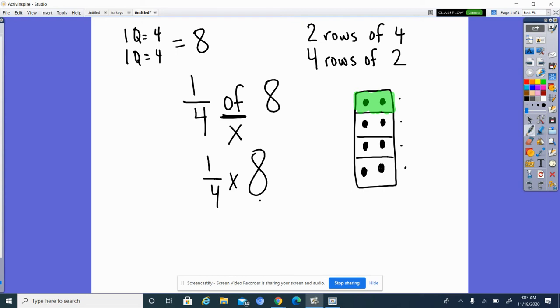Okay, so now we need to figure out what is 1/4 of 8. Well, how many do we have in 1/4? 2. So 1/4 of 8 equals 2. Okay, do you have it written down? So, how many cellos are played in 2 quartets? 2 cellos. Okay, flip the page.